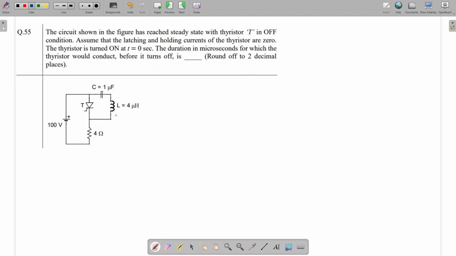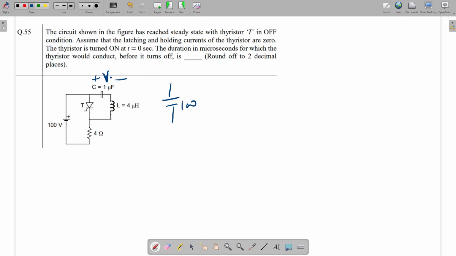Means this will be short circuit, and what will be the voltage across this capacitor? Can anyone tell in a steady state what will be the value of this capacitor voltage V? Can anyone reply? Okay, 0? No. See, this steady state circuit will be like this. This voltage will be 100.